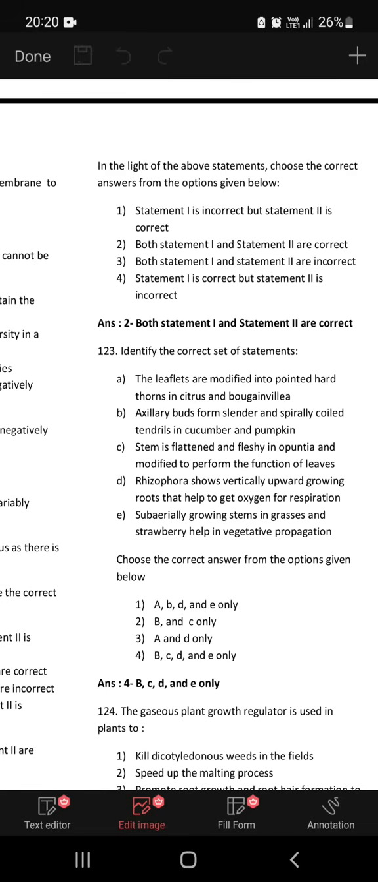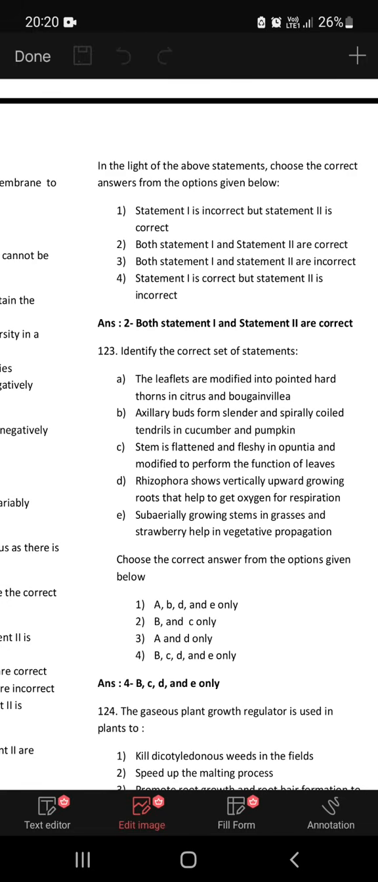The leaflets are modified into... we have to identify the correct set of statements. A: Leaflets are modified into pointed, hard thorns in citrus and bougainvillea. This is not a correct statement. A is the wrong statement, as the thorns are modified from axillary buds. B: Axillary buds form slender and spirally coiled tendrils in cucumber and pumpkin. That is a correct answer. C: Stem is flattened and fleshy in Opuntia and modified to perform the function of leaves. That is also a correct answer.